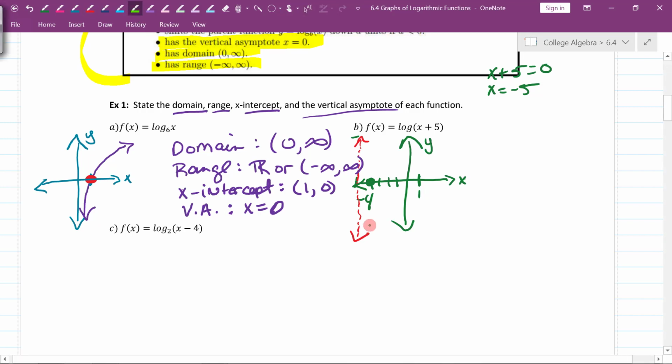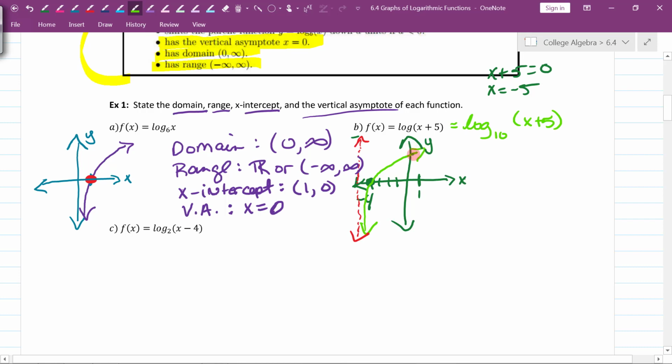Let's look at our base. Got to look at our base to know if we're increasing or decreasing. You'll notice there's no number written there, right? So remember that when there's no number written there, by default, it is a base 10. So this is really log base 10 of x plus 5. And 10 is definitely greater than 1. So it is an increasing function. And so it's going to look like this.